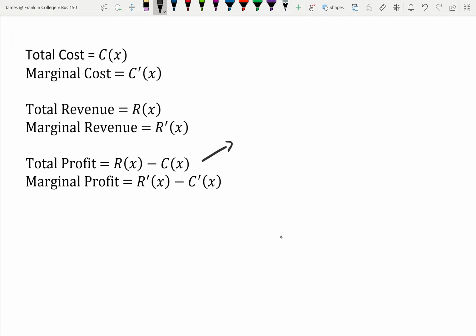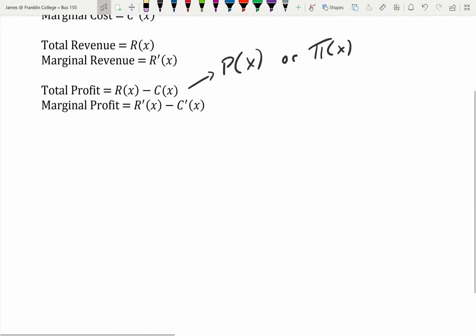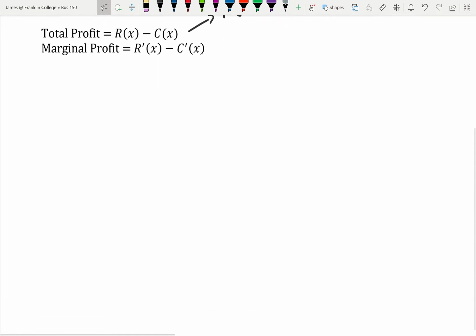Note that we are going to denote our total profit equation sometimes as P of x, or in economics we typically say pi. We write it as pi of x. So either way, we're just talking about profits. So let's talk about some examples.